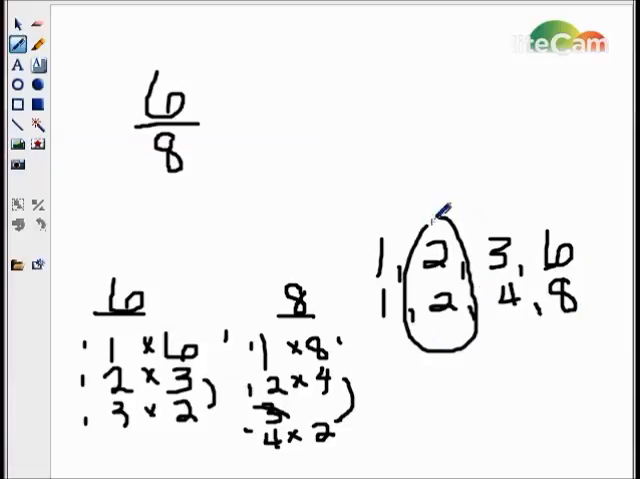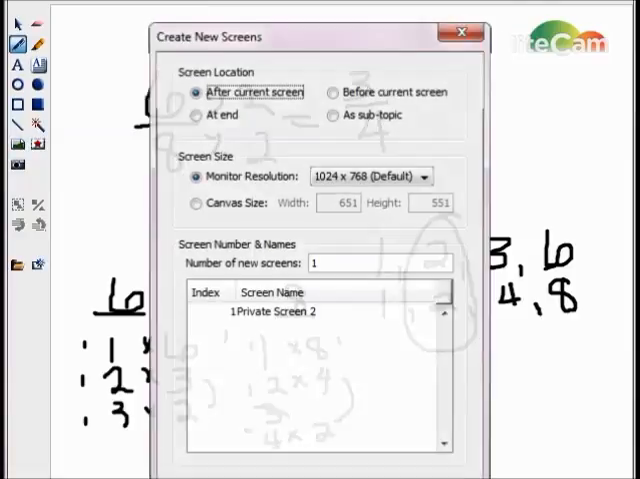If you don't know your math facts, divide. 8 divided by 1. 8 divided by 2. 8 divided by 3. 8 divided by 4. My greatest common factor is 2. I'm going to divide the top number and the bottom number by 2. 6 divided by 2 is 3. 8 divided by 2 is 4. 6/8 in lowest terms is 3/4.